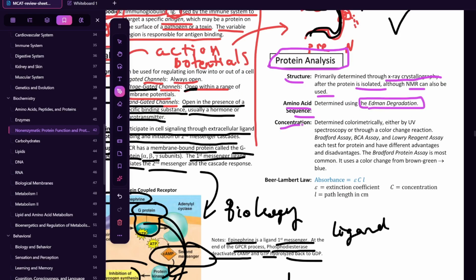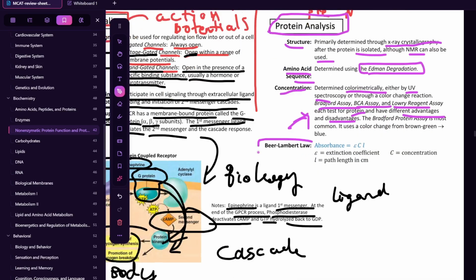For finding the concentration of protein, you can use it colorimetrically, either by UV spectroscopy or through a color change reaction. So Bradford assay, BCA assay, Lowry reagent, each test for protein and have different advantages and disadvantages, so you should study those up a little bit. Beer-Lambert law.